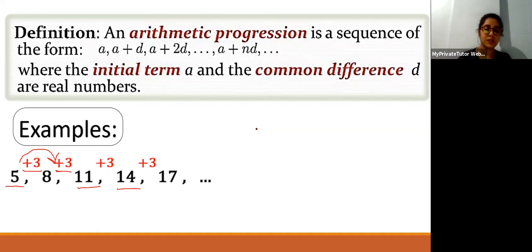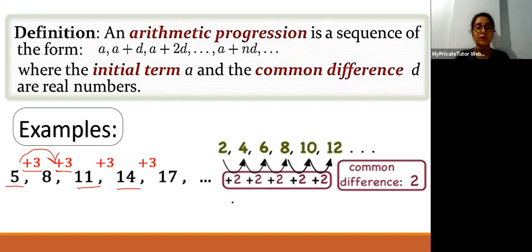Let's look at some other example. You have 2, 4, 6, 8, 10, 12. You can see that the difference between each number is plus 2. You have 2, you add 2 to it, you get 4. Then you have 4, you add 2, you get 6. Then again you add 2 to get 8, then 10, then 12.